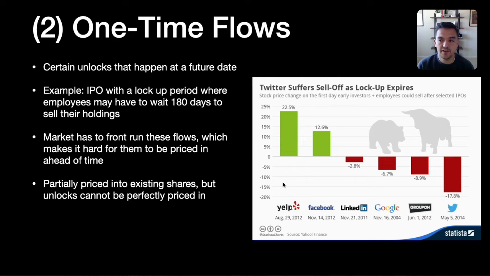You can see for Yelp and Facebook, the shares actually went up. For LinkedIn, Google, Groupon, and Twitter, the shares went down by varying degrees after the lockup. So again, it's hard to know. Generally with one-time flows, they are partially priced in because the market knows they're going to happen, but it's hard for them to be all the way priced in because it requires the market, like I said, to actually front run these flows and trade ahead of the unlock as well as after to find an equilibrium.